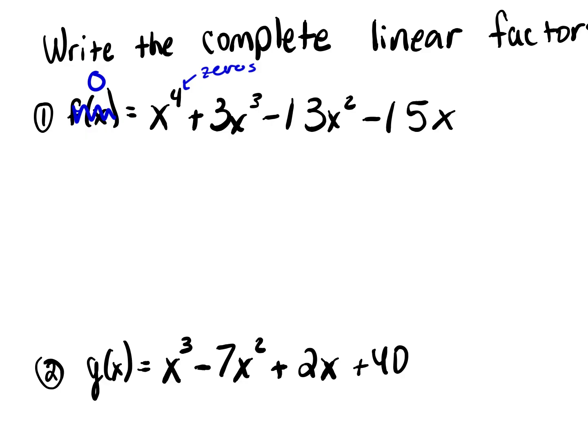Let's take out x first. So we have a GCF of x, so I'm going to take that out. We're left with x cubed plus 3x squared minus 13x minus 15. Now, you do have 4 terms, so you could try grouping, but grouping's not going to work here. Remember, if you were going to group, the inside parentheses have to be exactly the same. It doesn't work here. So if grouping doesn't work, what else could we do?